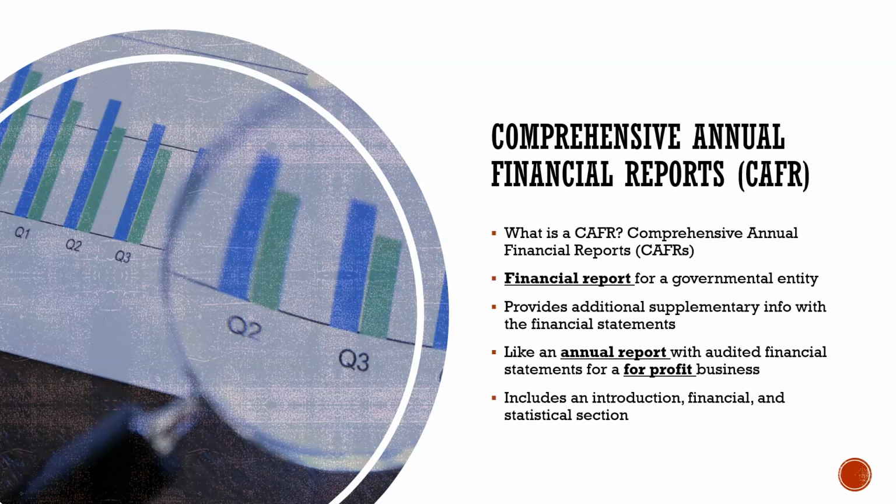So what is the CAFR essentially? Again, it's the Comprehensive Annual Financial Report. This is the financial reporting that is done for a governmental entity, right? This is going to hold all of their audited financial statements, just like you would see in a for-profit company. The government does have their financial statements audited as well.